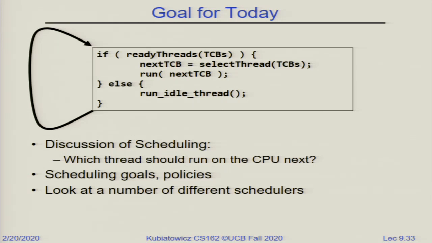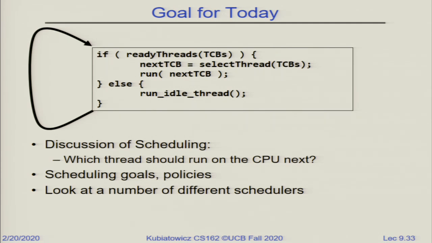If you remember, on the first day or the second day, we kind of had this question of, if there's a ready thread, select it and run it, otherwise run the idle thread. Somehow in the scheduler, we pick the next thing to run. And let's push on that a little bit. So what thread should run on the CPU next? We're going to talk a little bit about some of the goals and policies, and eventually we're going to look at a number of different schedulers.